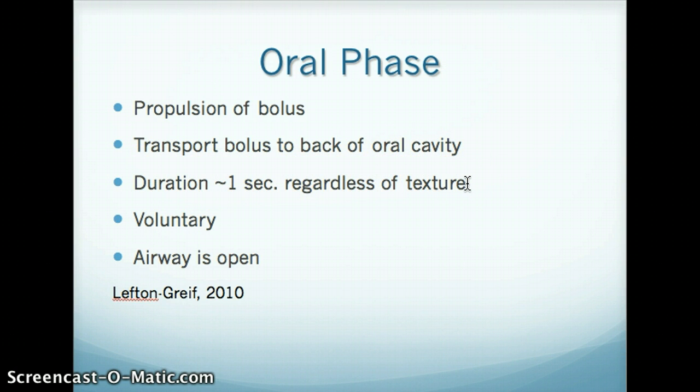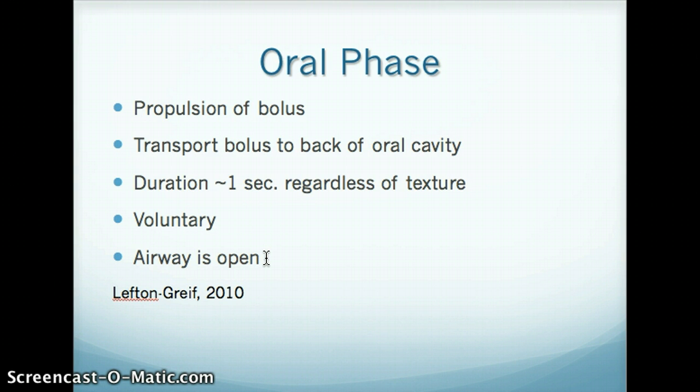Regardless of the texture, you should be able to take the bolus, lift it up with the front of your tongue, and squeeze it along your hard palate, pushing it to the back of your mouth to the faucial pillars. The faucial pillars are those arches in the back of your mouth when you open. When the bolus comes into contact with the faucial pillars, the soft palate and the posterior tongue base trigger a reflex, and that starts the next phase, the pharyngeal phase. During this phase, it is voluntary because we're voluntarily moving the food to the back of our mouth, and we are still breathing in this phase. The airway is open.